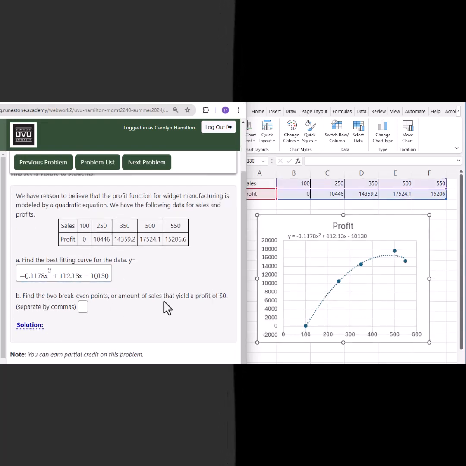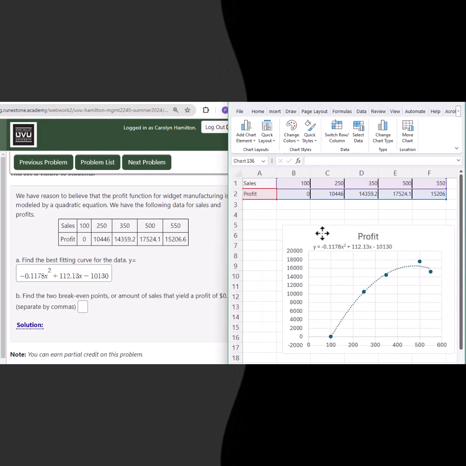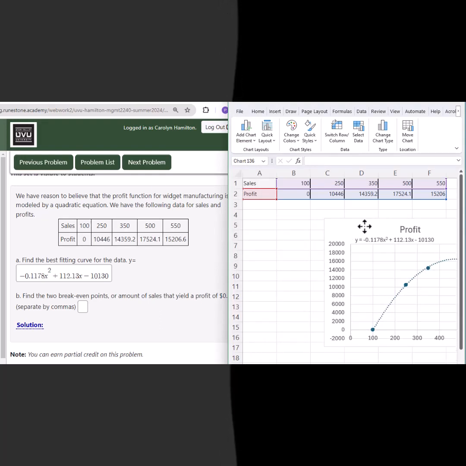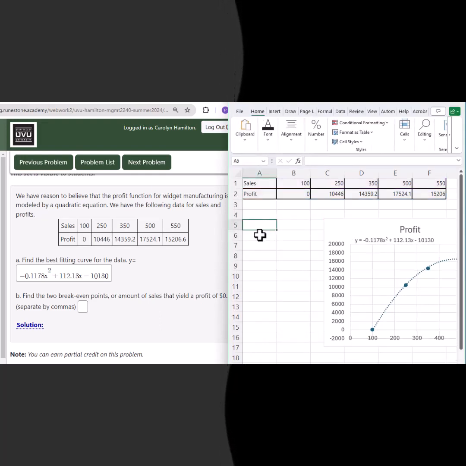Okay, now find the two break-even points, or the amount of sales that will yield a profit of zero. Now in your data, you can see a profit of zero, but this question isn't asking for the data value, it's asking for the model's value. So I'll need to create some columns with my model. An X column and a Y column.